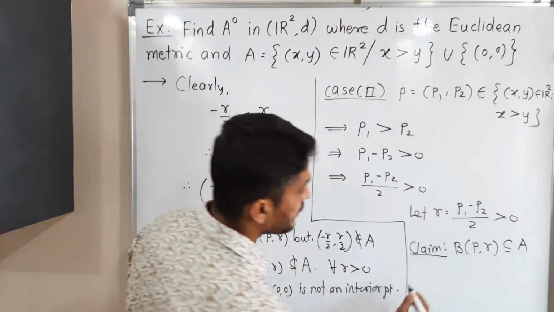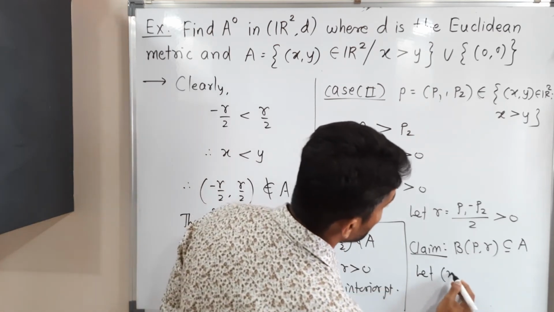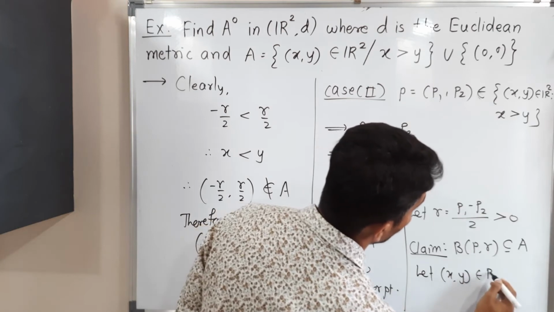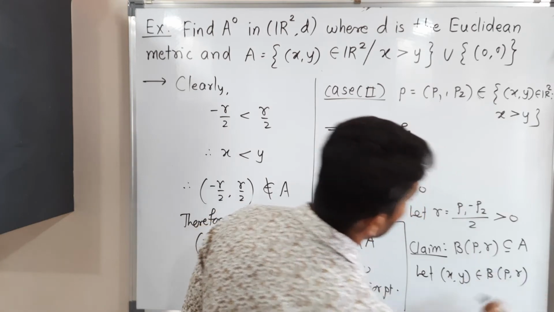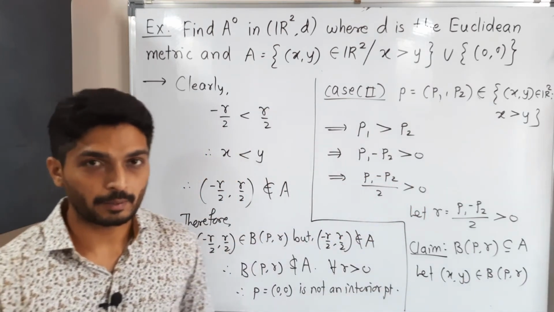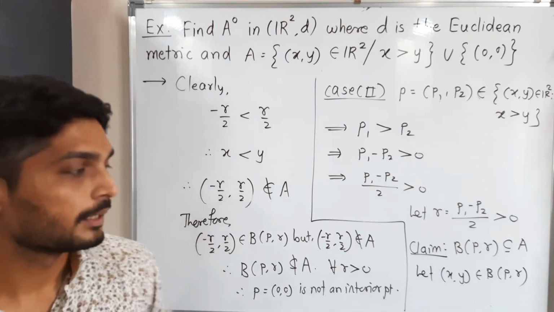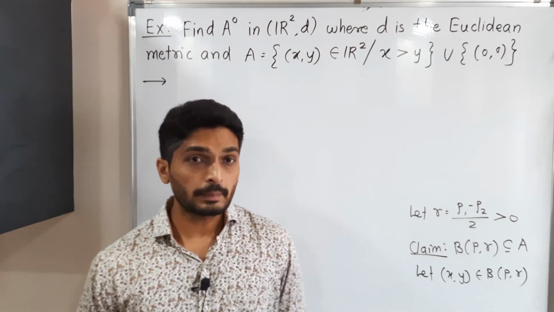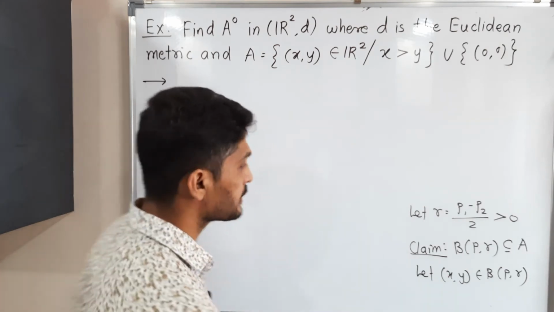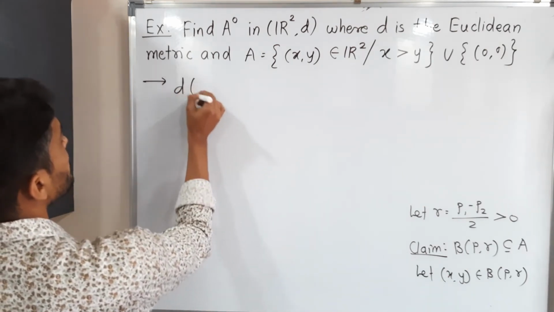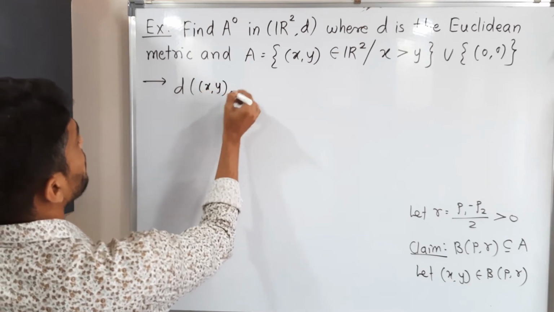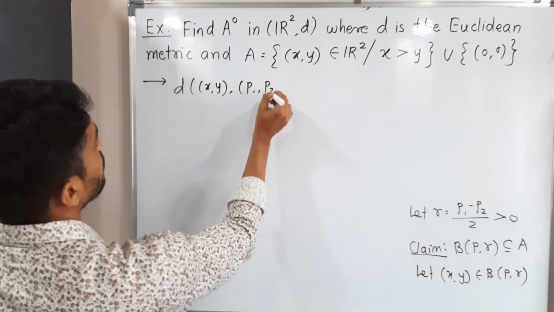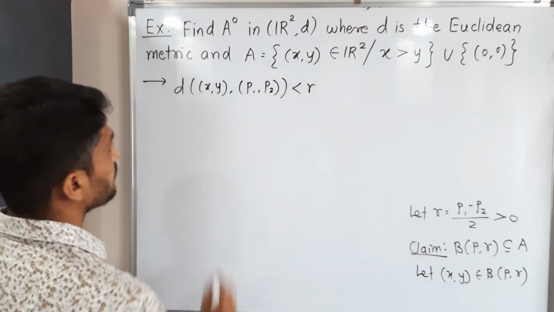So let x, y belong to the open ball with center P and radius R. Okay, there is no more space to write. Make a screenshot of it, then we will go further. See, that point lies in the open ball, so its distance from its center P, meaning P1, P2, is less than its radius.